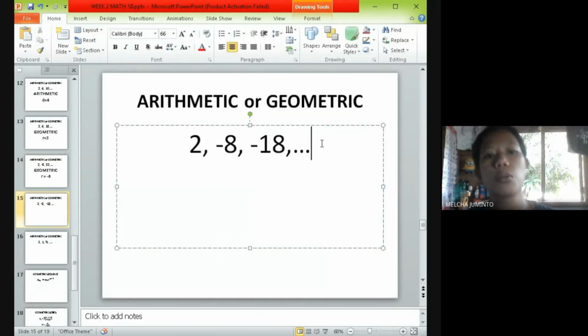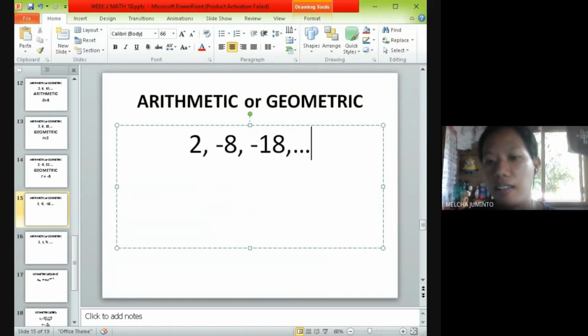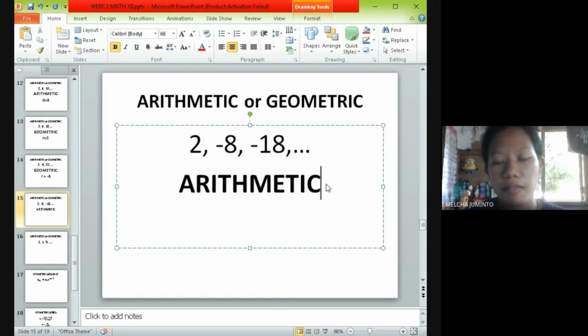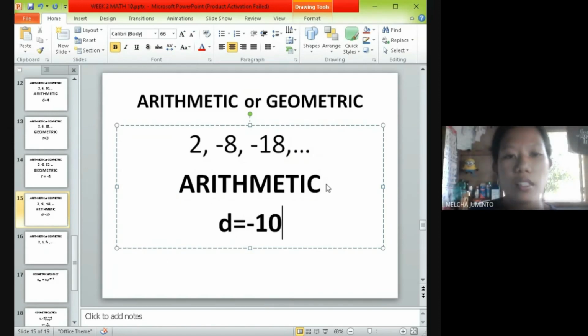The sequence is 2, negative 8, negative 18. Is this arithmetic or geometric? Who can answer? Arithmetic. Ivan? Arithmetic po, ma'am. Arithmetic, correct. Can you explain to us why this is arithmetic? Na-add po ng 10. Common difference, negative or positive? Positive 10. What's the common difference? Okay, correct. The common difference here is negative 10.